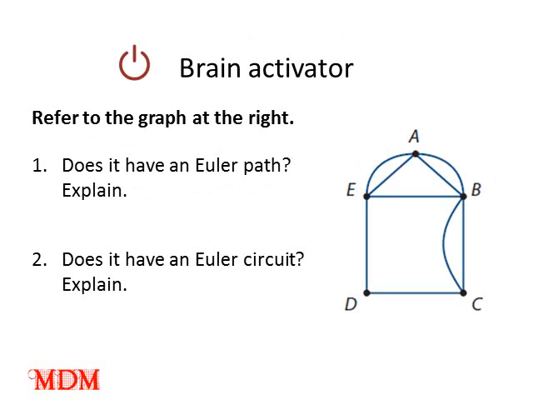We're going to start with a brain activator. Look at the graph at the right. Decide, does it have an Euler path? And explain. Does it have an Euler circuit? And explain your answer. You may want to pause the video.